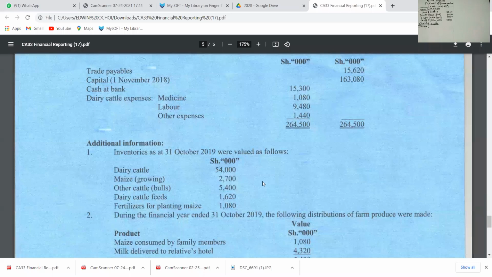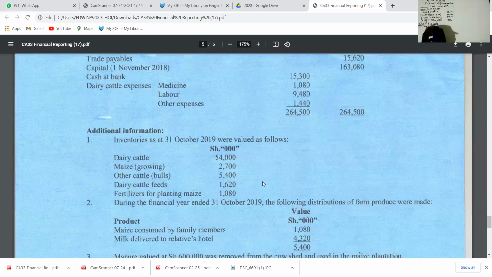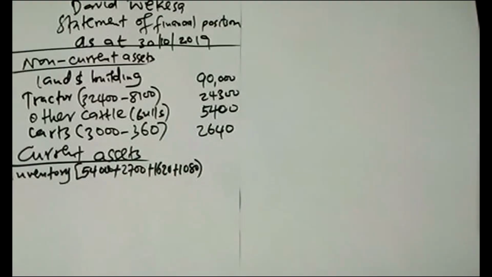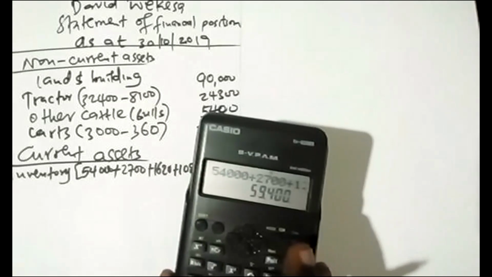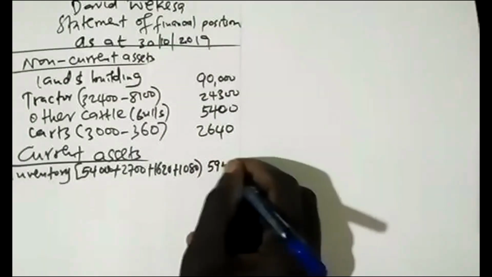It was question 5. So the closing inventory, 54,000 plus 2,700 plus 1,620 and 1,080. Are you getting 59,400? Yes. So 59,400.